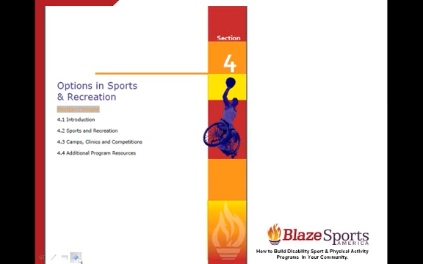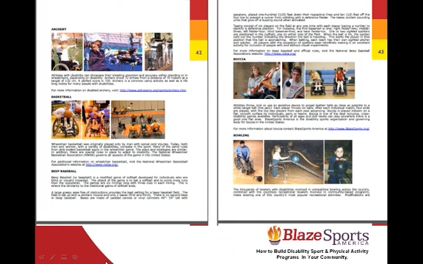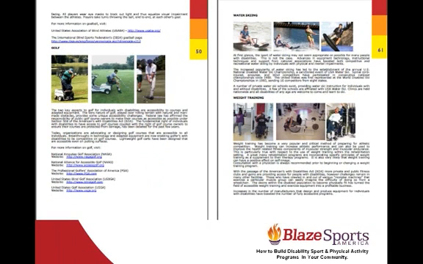Chapter 4 goes into a summary of sports and recreation, and for a lot of people in the field, this is really basic stuff. Well, we included it because, again, we're looking at serving a broad spectrum of people, and some folks starting programs may not be familiar with all the different sports and recreation activities that are out there. We go over all the Paralympic sports. We also include a number of recreation sports as well.